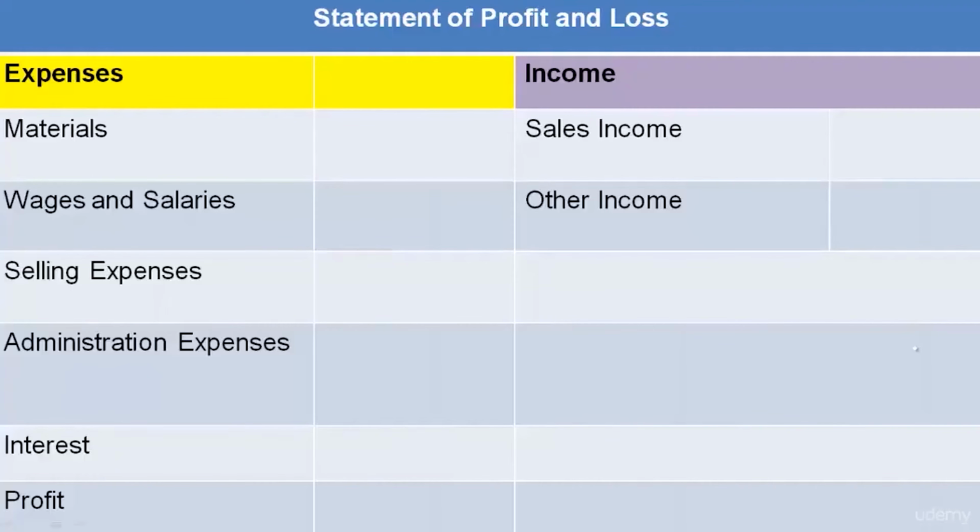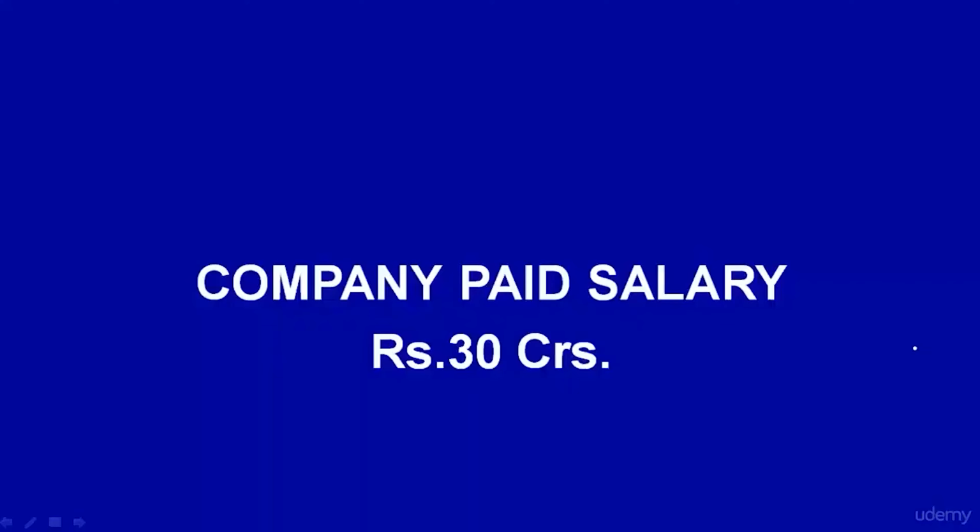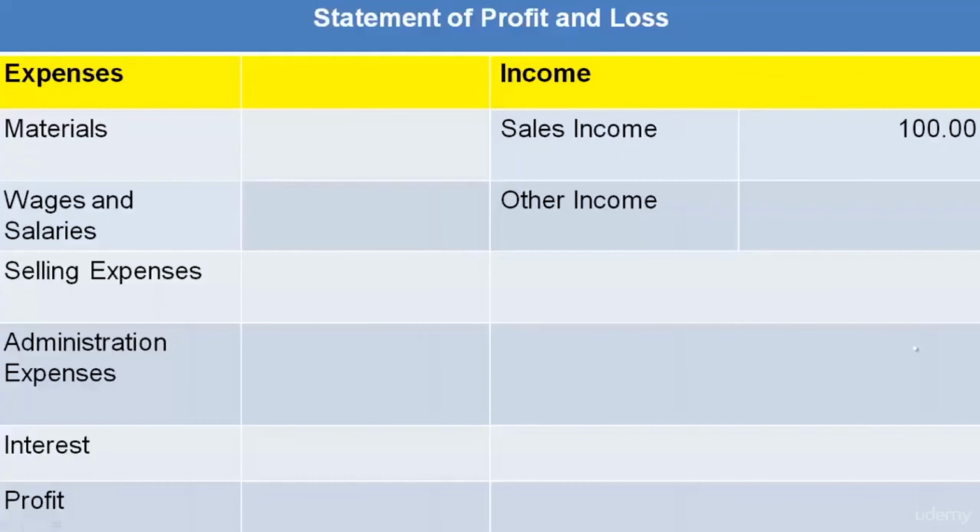So here we have expenses on the left, income on the right. Sales income should appear on the right side. So sales income, it's 100. Company paid salary of rupees 30 crores. So paying salary, is it an income or expense? Paying is an expense. So it should appear as expense in the statement of P&L as expense on the left hand side.